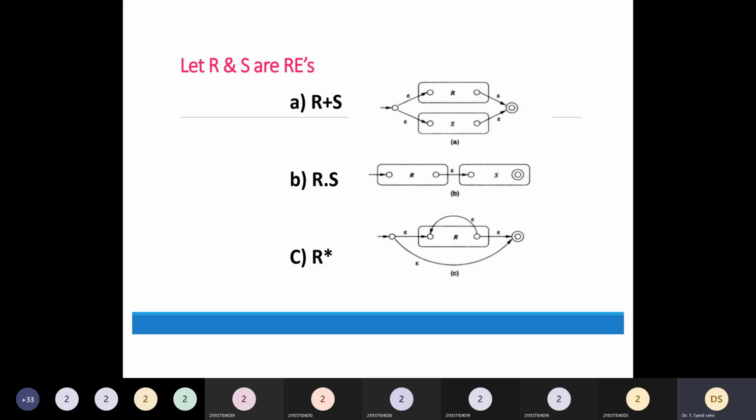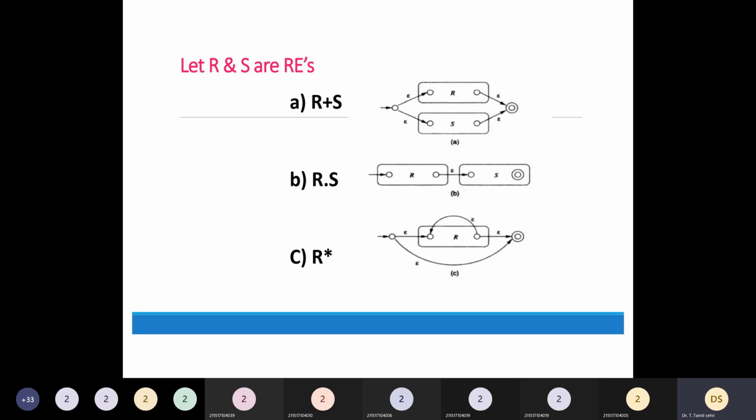And then coming to the second one, concatenation. Concatenation means continuously you have to combine all the strings over the regular expressions R and S. For this, first you have to draw the finite automata for capital R, followed by the finite automata for the regular expression capital S.